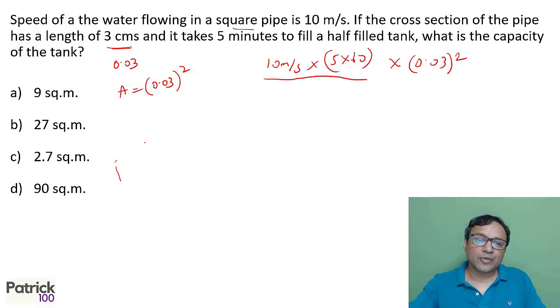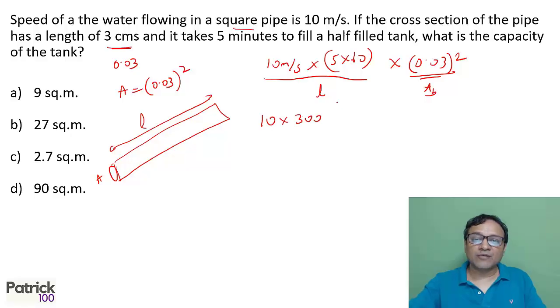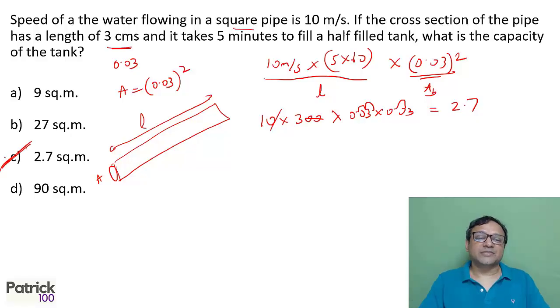It's like a tube, right? For a tube, area of the base into the length is the volume. Same way here, the area of the base is this and this is the length. That is 10 meters per second into how much it flowed, 300 seconds. Solve this: 10 into 300. I converted everything to meters and seconds. 0.03 into 0.03, with two zeros the point will get shifted. So you solve this, you will get 2.7 square meter. C option.